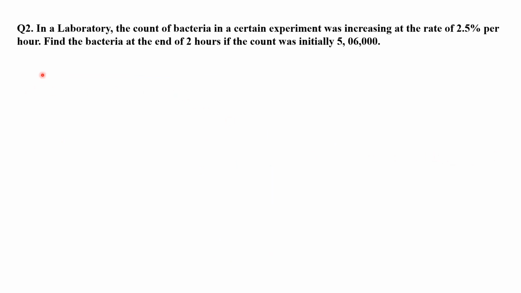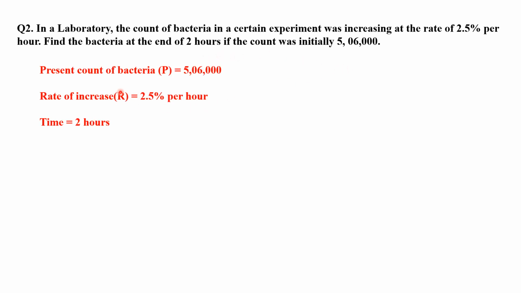Now question number 2. In a laboratory, the count of a bacteria in a certain experiment was increasing at the rate of 2.5% per hour. Find the bacteria at the end of 2 hours if the count was initially 5,06,000. So here the present count is given, rate of increase is given, time is given, 2 hours. Okay, so the formula will be P times (1 plus R by 100) whole power n.